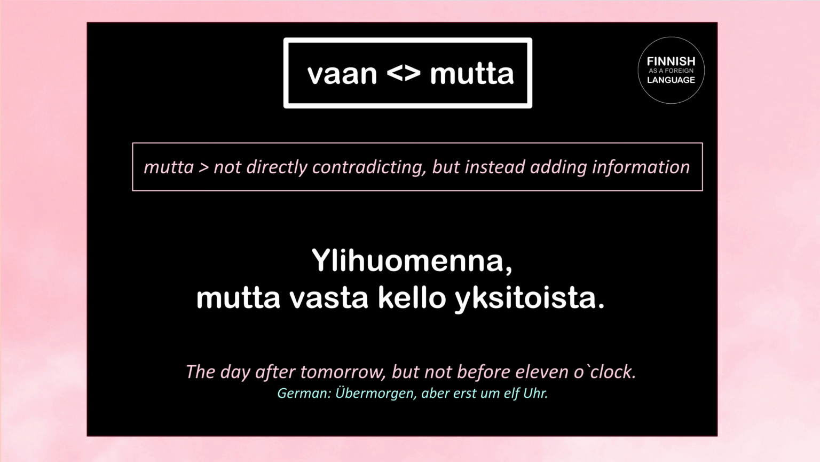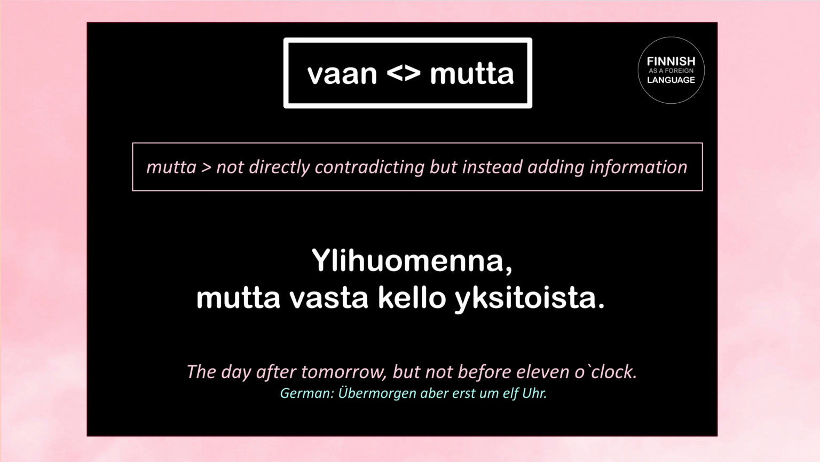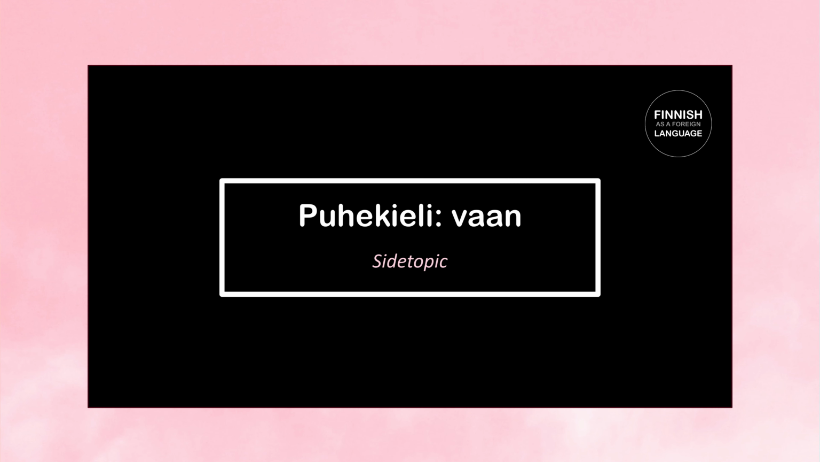So with the conjunction mutta here, we are not negating or rejecting the statement of the first sentence, but instead we are adding some further information. So let's repeat. Ei huomenna, vaan ylihuomenna means not tomorrow, but the day after tomorrow, and ylihuomenna, mutta vasta kello 11. We carry on with the next chapter, something a bit off topic.